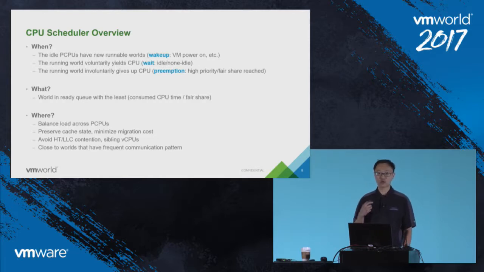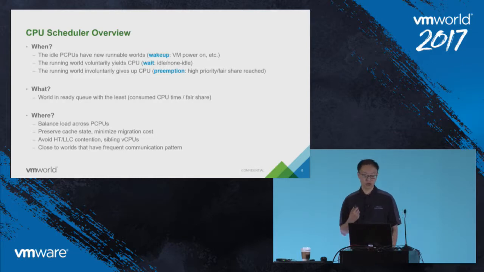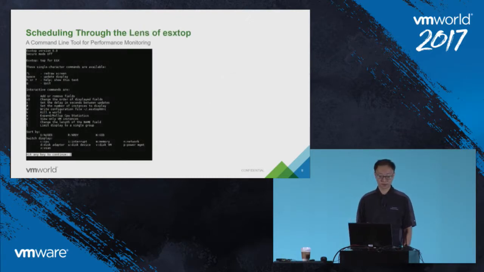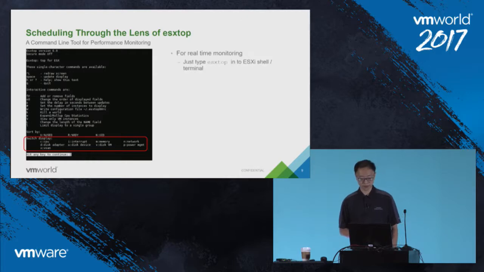But in order to view how the scheduler actually tries to schedule stuff, we need some tools to help us visualize the stats, right? So ESXTOP is such a great tool that we can use for performance monitoring. And this is a quick recap on ESXTOP if you are not familiar with it. It's basically a top for ESX, which has different views of CPU, memory, disk, etc. And CPU is the one we're interested in right now.